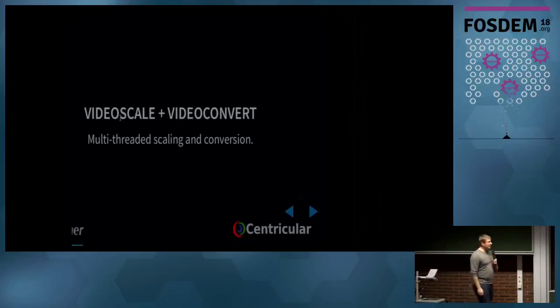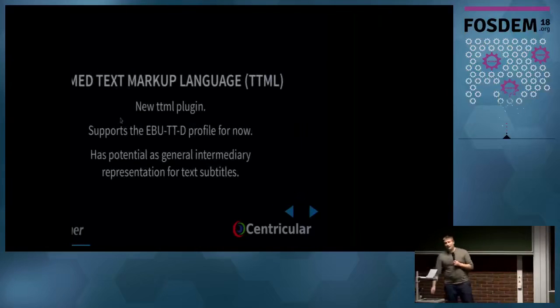So what has landed, what's interesting possibly, we have video conversion and video scaling is now multi-threaded. So if you've got high resolution content, you can just spread it over your cores very nicely. Timed text markup language, TTML, there's a new plugin for that. This is quite nice, it's a new standard. And it has the potential to describe text, subtitles in general and text markup, so I'm quite excited about that. So we have a plugin for that. It's not enabled for auto-plugging yet. You have to set an environment variable, but yeah, and it supports the basic profile at least.